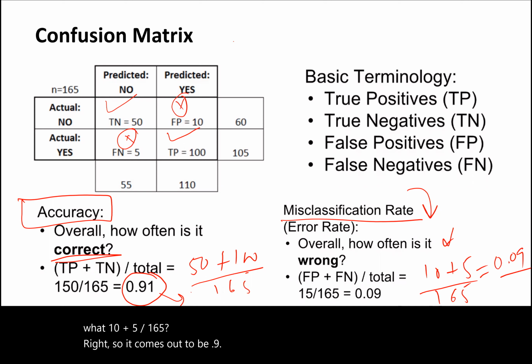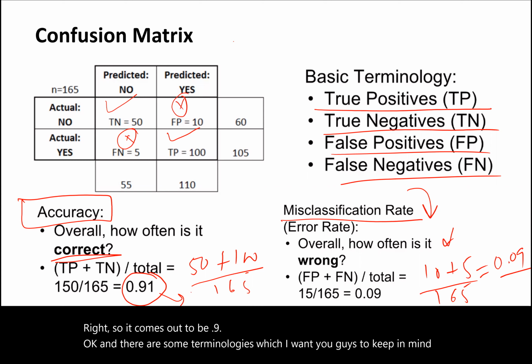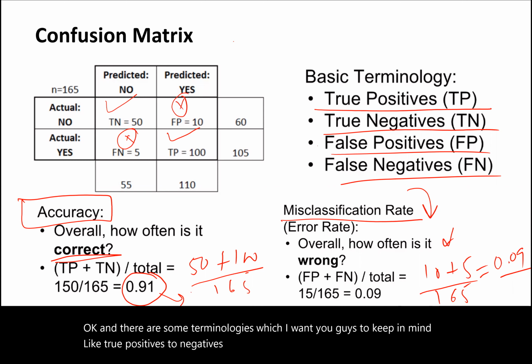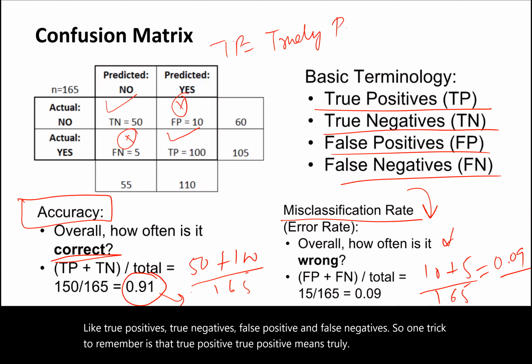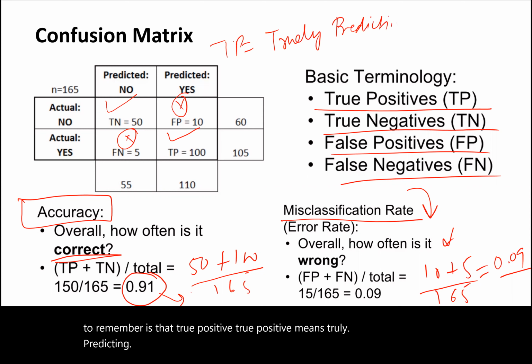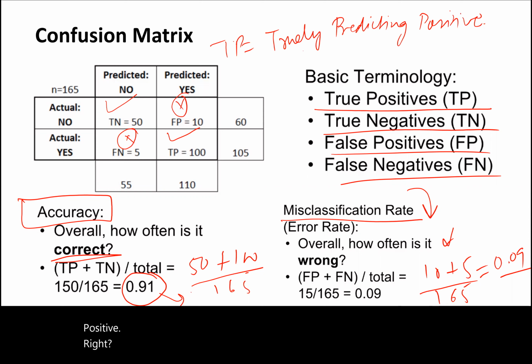Okay, and there are some terminologies I want you to keep in mind: true positives, true negatives, false positives, and false negatives. One trick to remember is that true positive means truly predicting positive. That means my model predicted positive and it was true, he was actually positive.